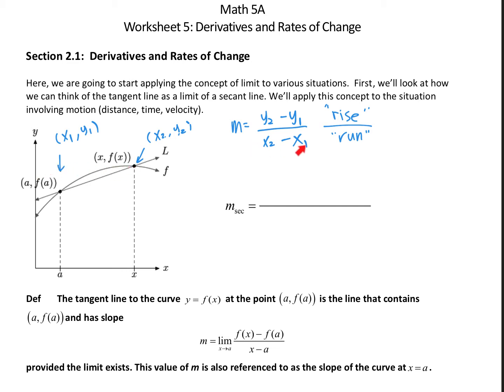So I can rewrite this equation by using a and x and f of x, and so forth. I can rewrite that as f of x minus f of a over x minus a. The reason I can do this is because this is my second point, so this is y2 right here, and this is x2 right here, and y1 and x1 are my first point. So I can write the slope of this secant line as this. Okay, so we got the slope of the secant line.